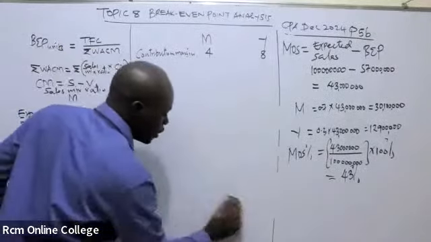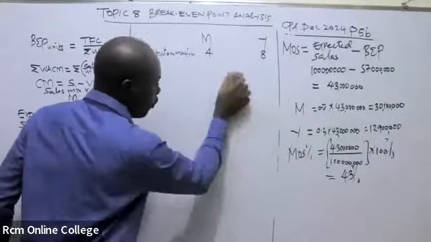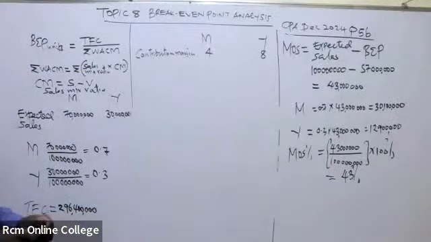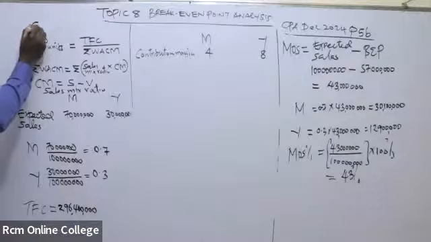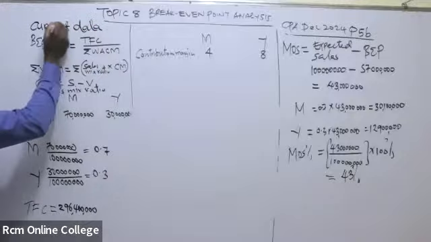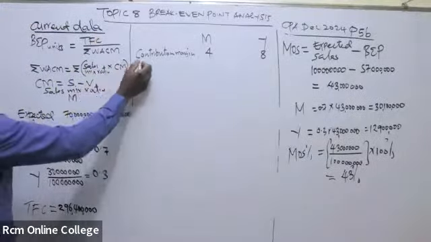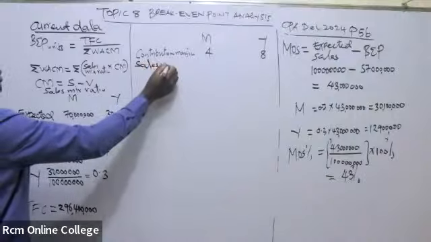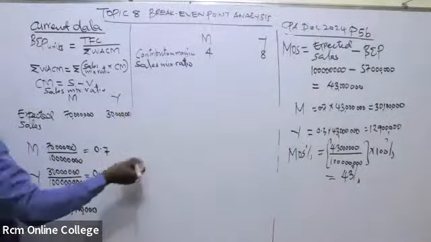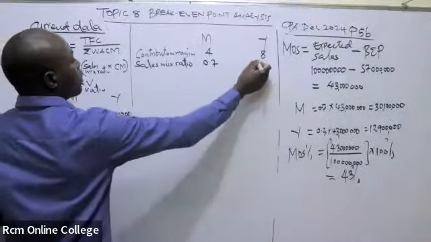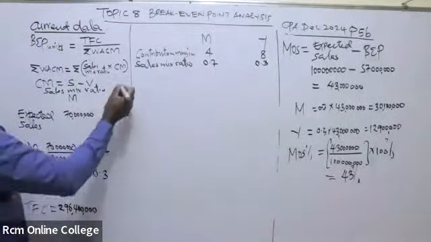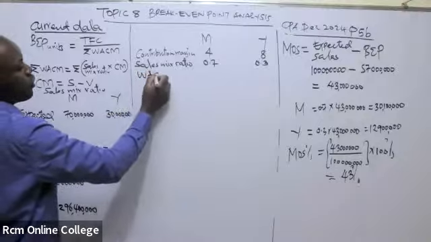What are they telling us? Are we dealing with the current figures or the proposed items under Roman 2? Under Roman 2. So let's say you are to use the current. These are the current data. So the current data here, our sales mix ratio is 0.7 is to 0.3. Then we need to get our weighted average contribution margin.